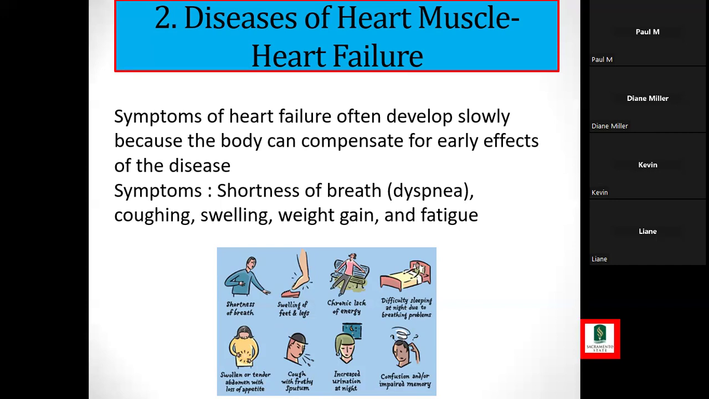Also, chest pain. Sometimes you might have irregular heart rhythms. When you come in with chest pain, when you come with irregular heart rhythms, they're going to check you out for all these things. They'll check you out for heart failure.